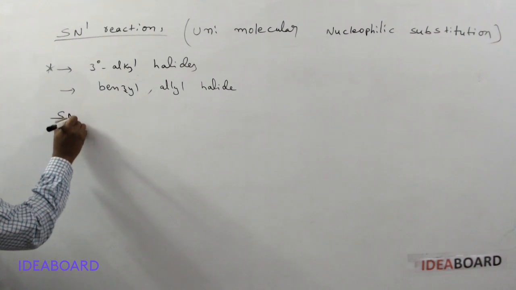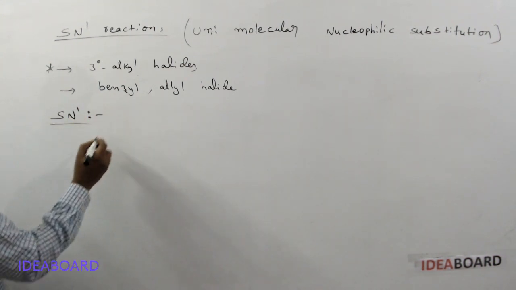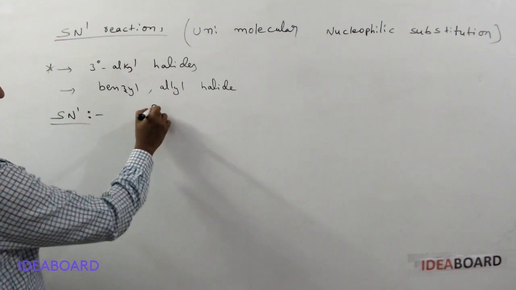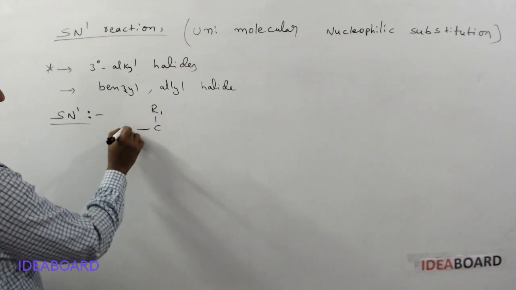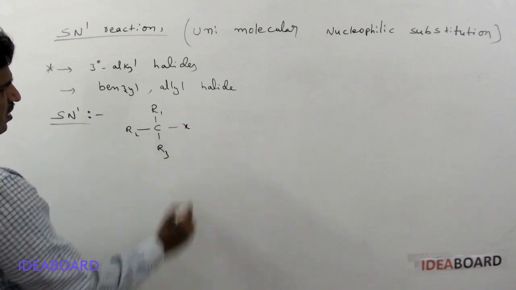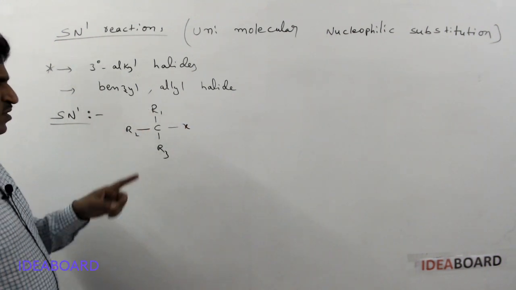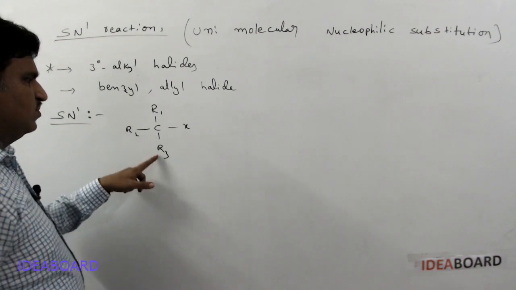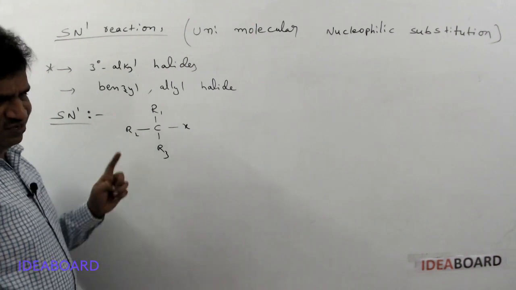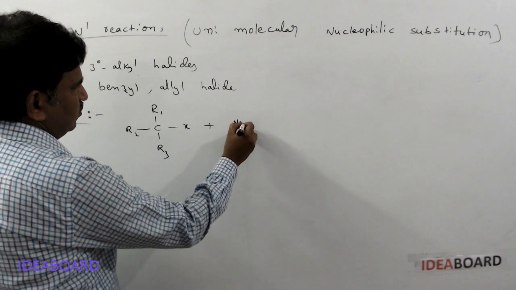What is an SN1 reaction? In the SN1 reaction, what generally happens? Taking a tertiary alkyl halide, I am writing a simple direct equation: R1, R2 and R3 on a carbon with the halide. R is an alkyl group, another alkyl group, and another alkyl group. Three alkyl groups present on a carbon make it a tertiary carbon. It is a tertiary alkyl halide, and it reacts with a nucleophile.